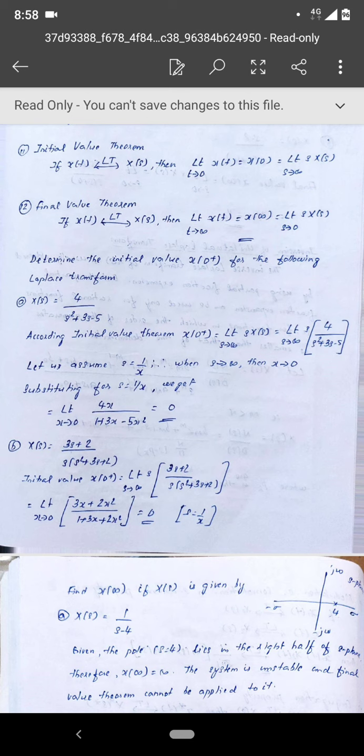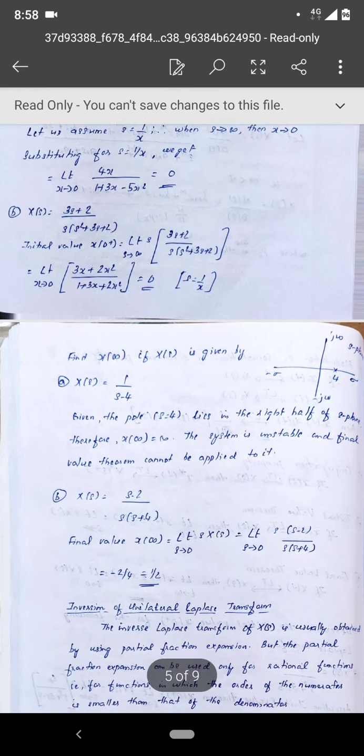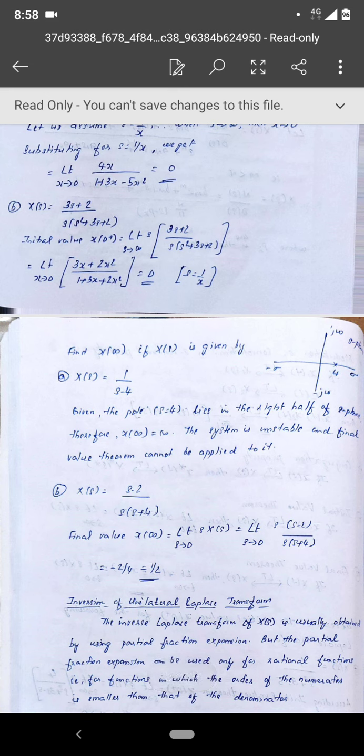that is equal to 0. In the same way, you can solve the second problem, specified as question number B. There also you can substitute s as minus x where x tends to 0, and if you find its value is 0, then you can find x of infinity. In the previous two problems we found the initial value. What was the initial value of those two signals? It was 0. Likewise we can find the final value also, for 1 by s minus 4.